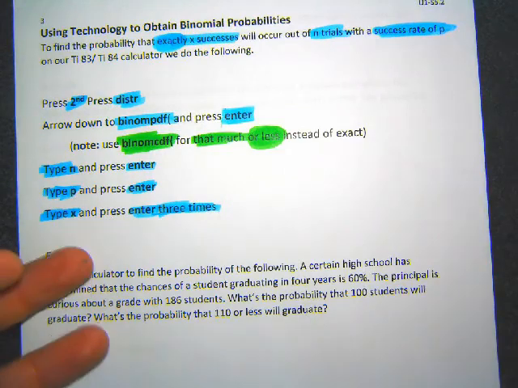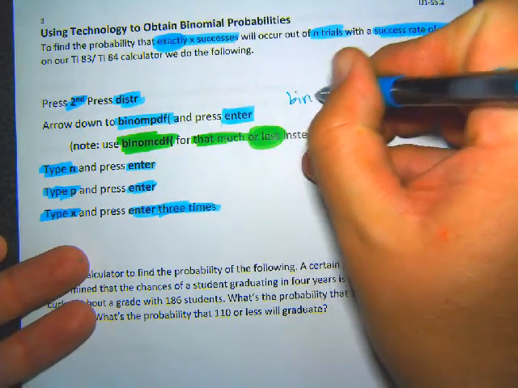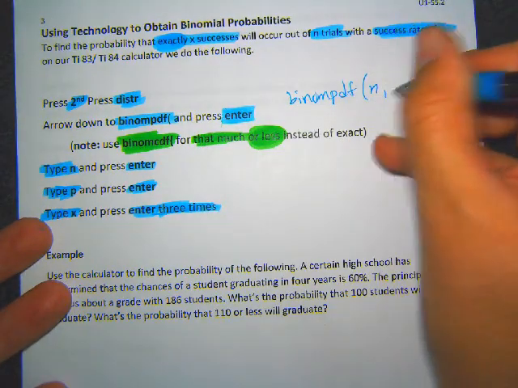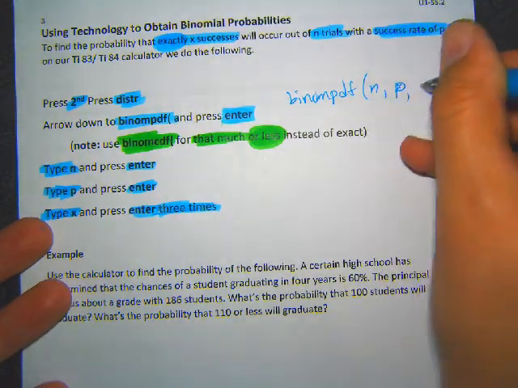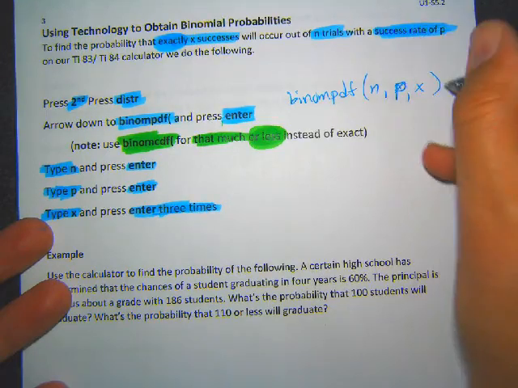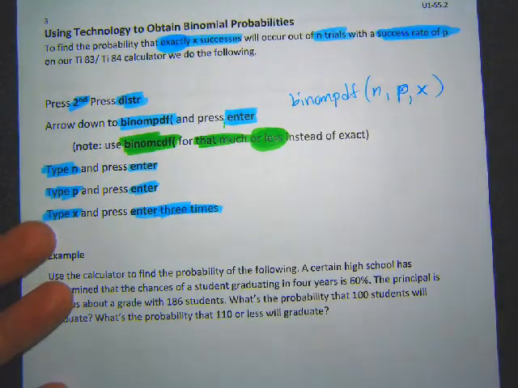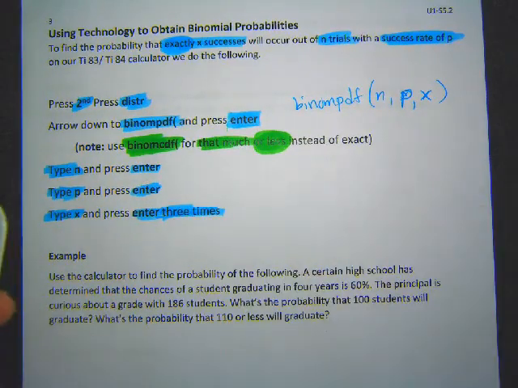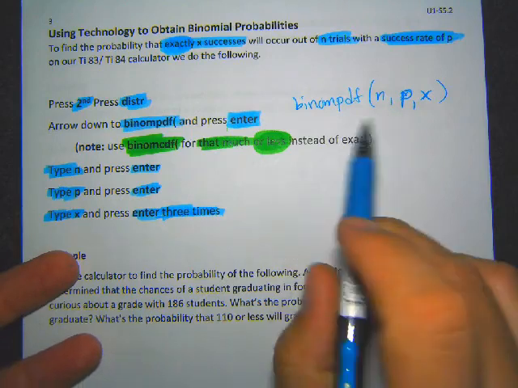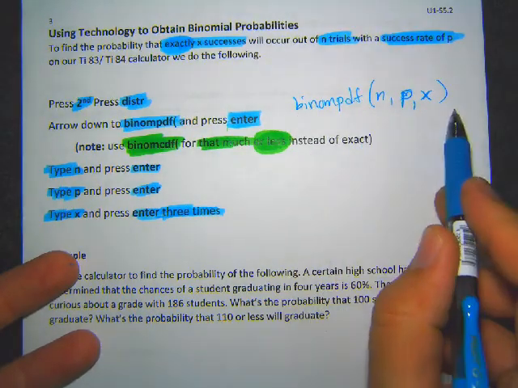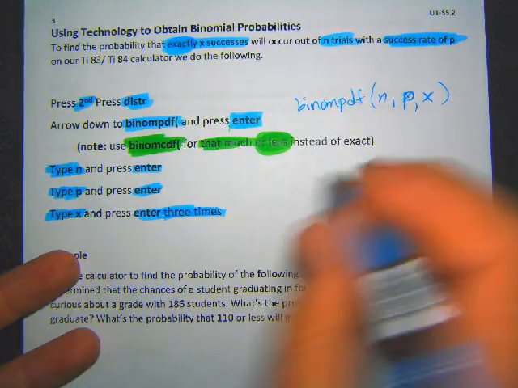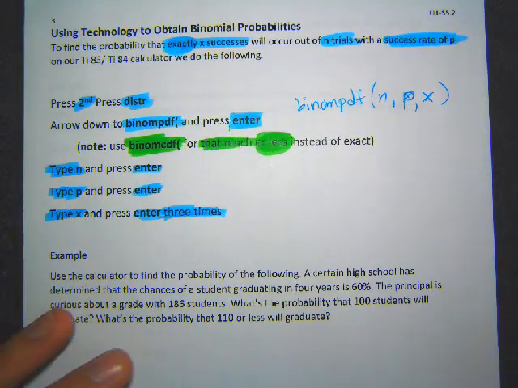So again, when you're doing a binomial PDF, it's going to be N, P, X, and you put commas between. So if your calculator doesn't do it like mine, where it's fancy, because I got the fancy color, super special calculator, if it just gives you a binomial PDF, you have to fill it in. Just type N, P, and X with commas between. And again, always use a decimal for P, and you should be good. That's the way to get this probability without actually using the formula.